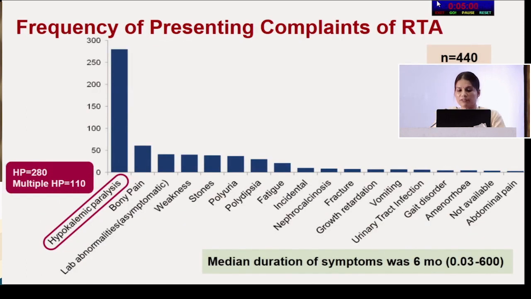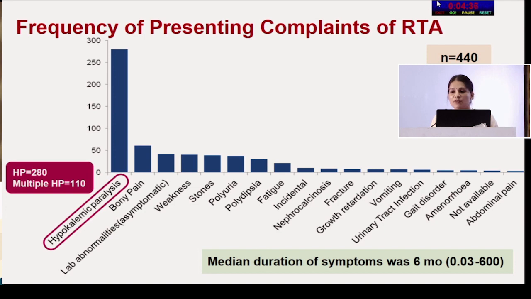Now, if you look at the frequency of presenting complaints of RTA, the most common presenting complaint is hypokalemic paralysis. This was seen in 280 patients, and 110 patients had to suffer multiple episodes of hypokalemic paralysis before the diagnosis could be made. So, what I suggest is that hypokalemic paralysis patients are not going to come to rheumatologists. They would be seen by our colleagues.